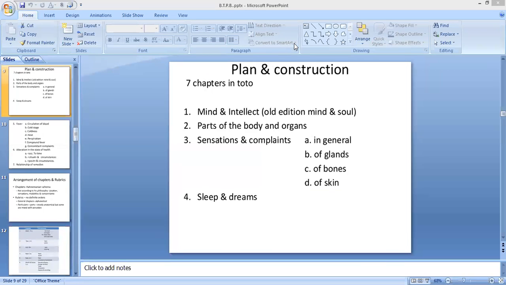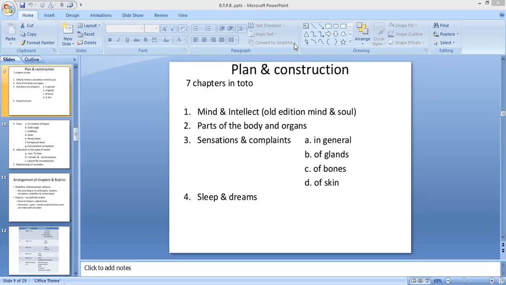Then in this part, the preface to the New American Edition was given. Then Boenninghausen's original preface is written. This part, the repertory proper, as we discussed earlier, is divided into 7 main chapters or 7 main sections.